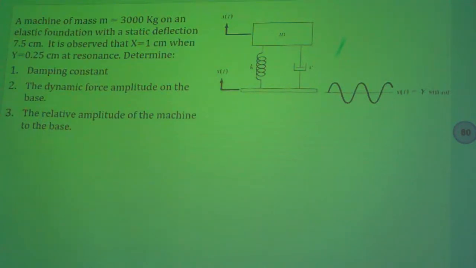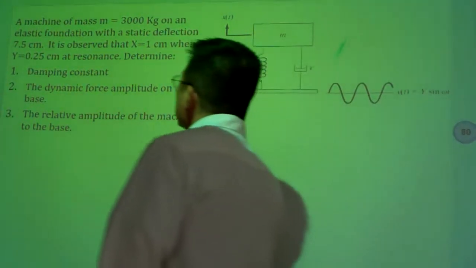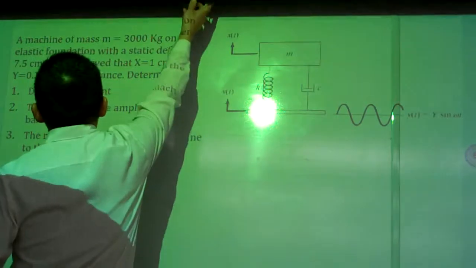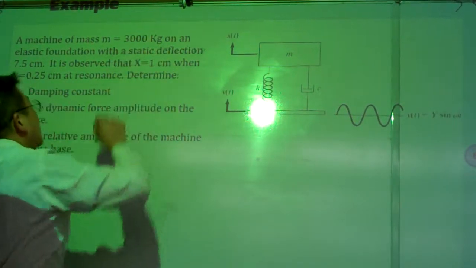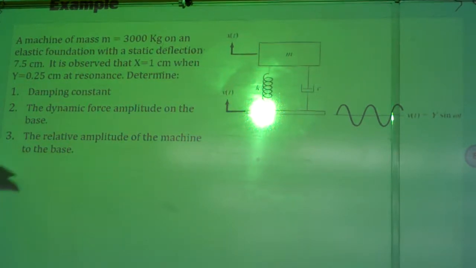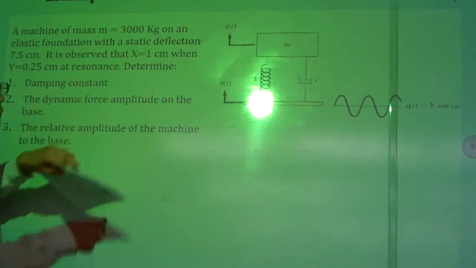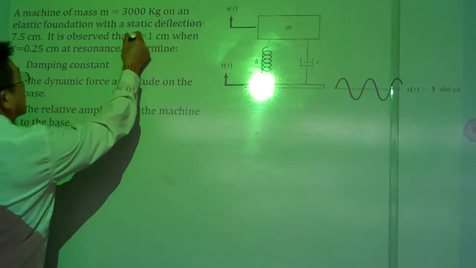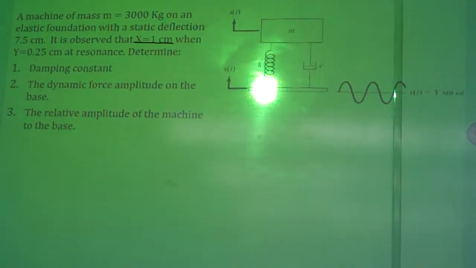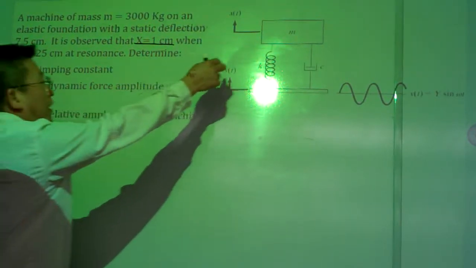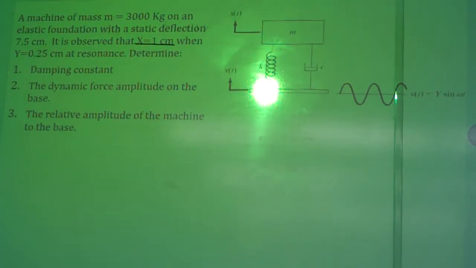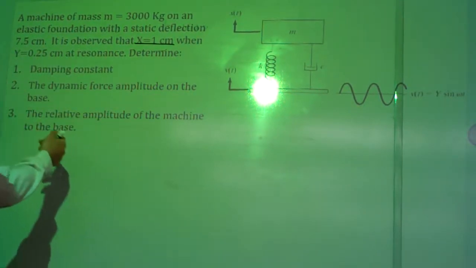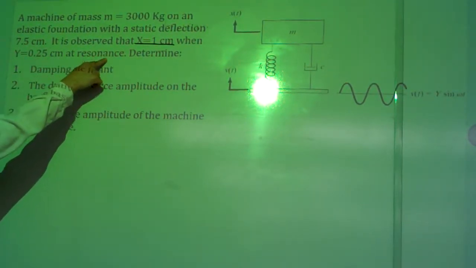So maybe I can just work on it. Okay, so we continue to read. It observed x equal to 1 centimeter, and this happened. Basically, that's saying this is going to oscillate with an amplitude equal to 1 centimeter. Okay, and when y equal to this, at resonance.